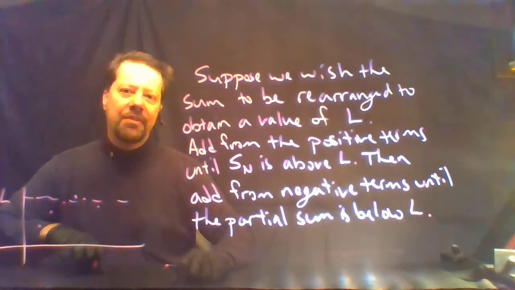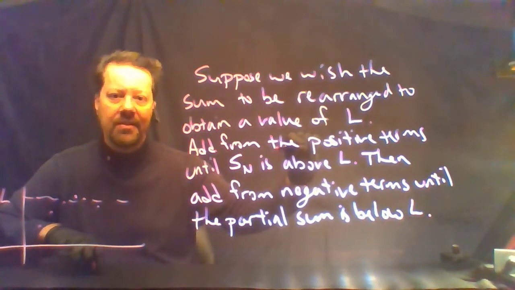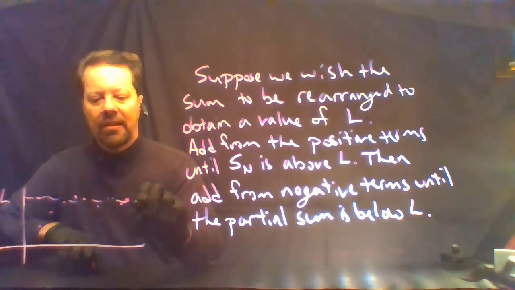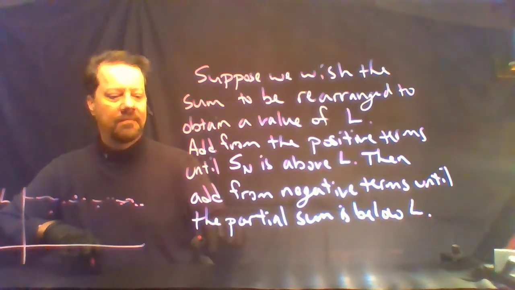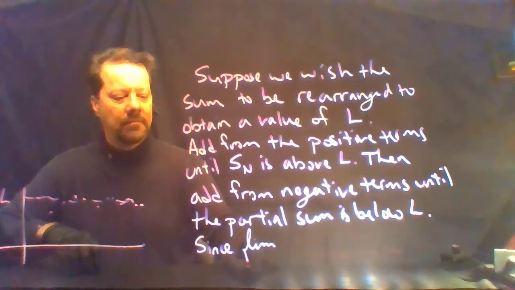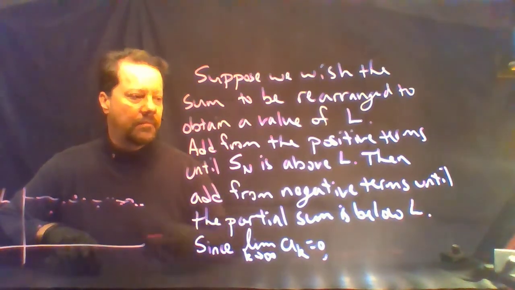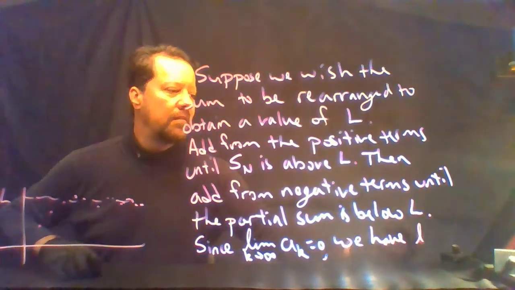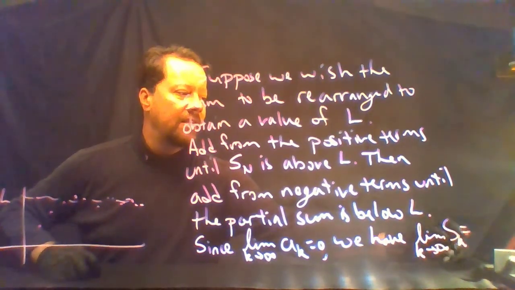Since the original series converges, the divergence test tells us that the terms must tend to zero, which means we'll get closer and closer to that limiting value L. We'll have the limit as k goes to infinity of s_k is equal to L.